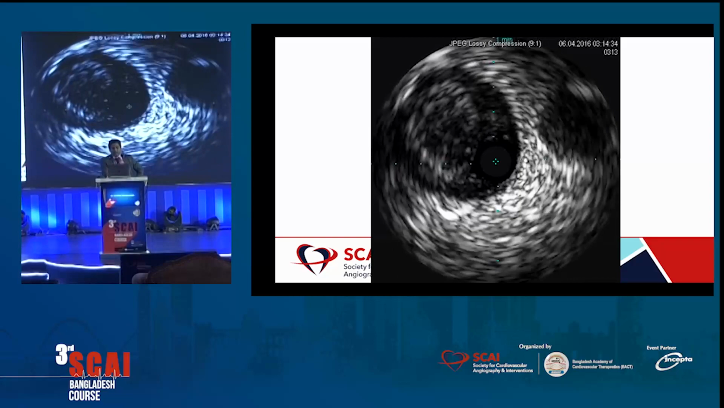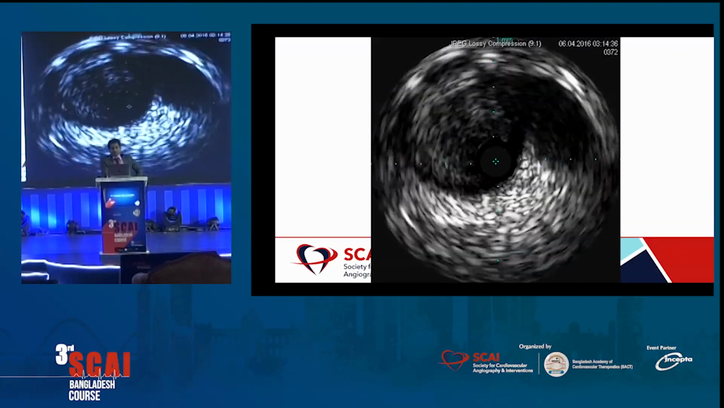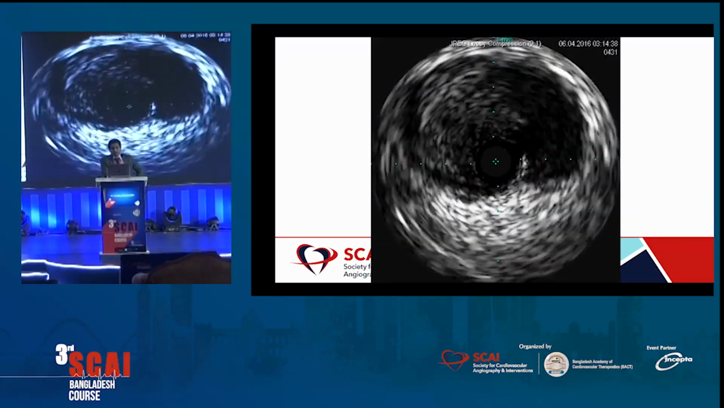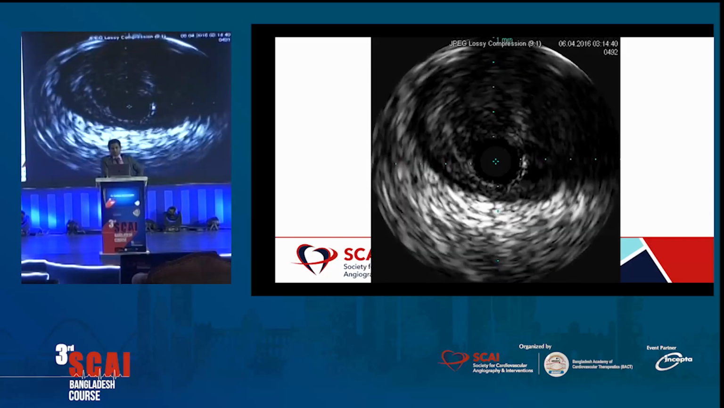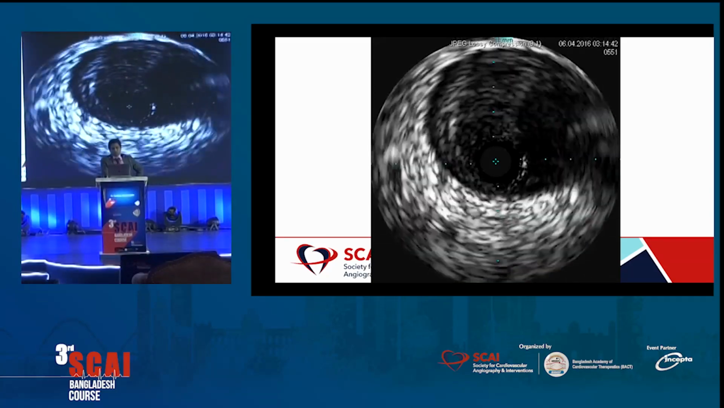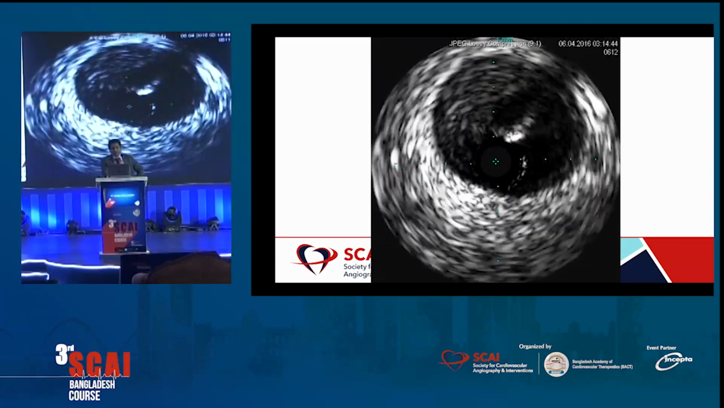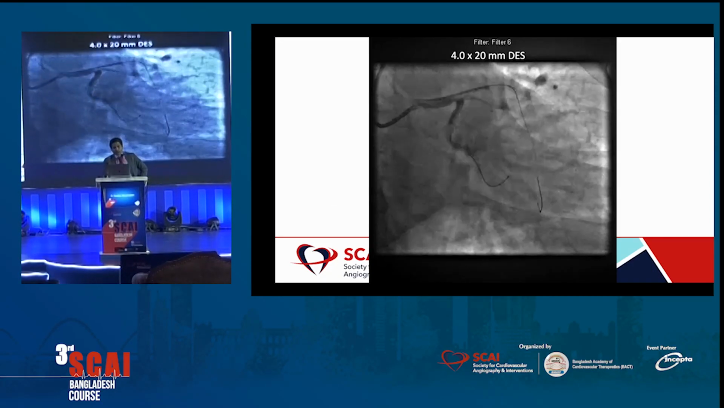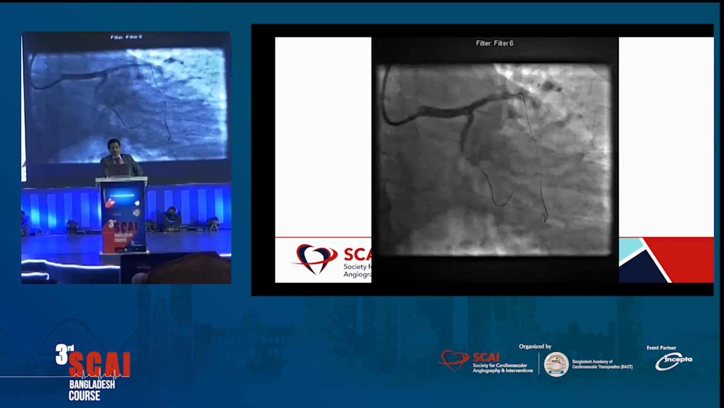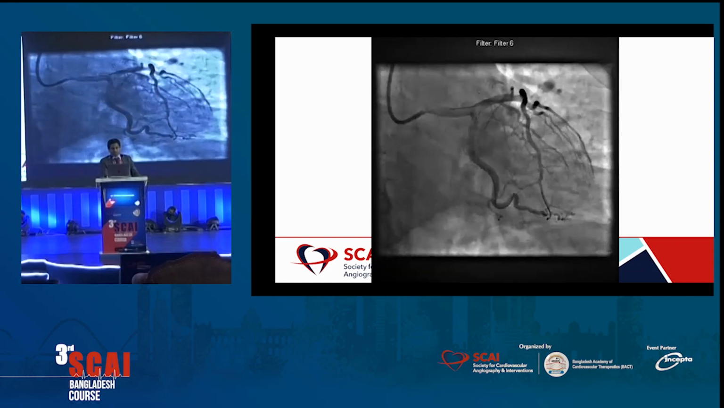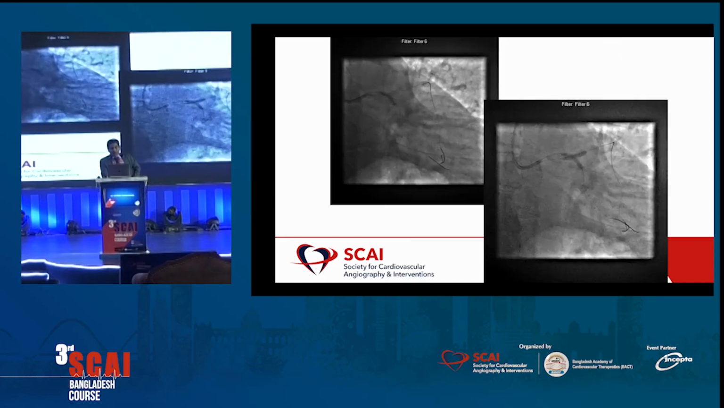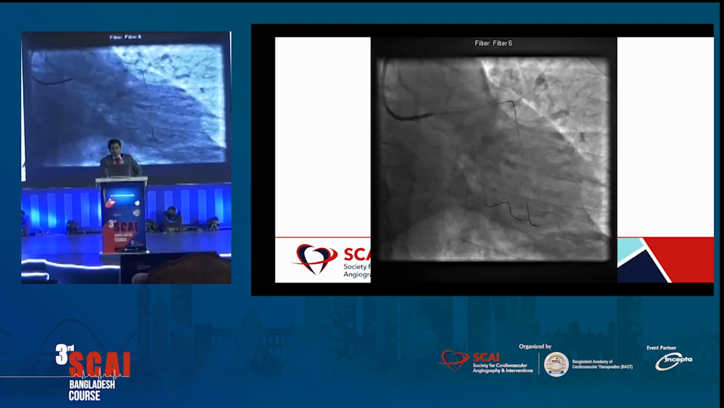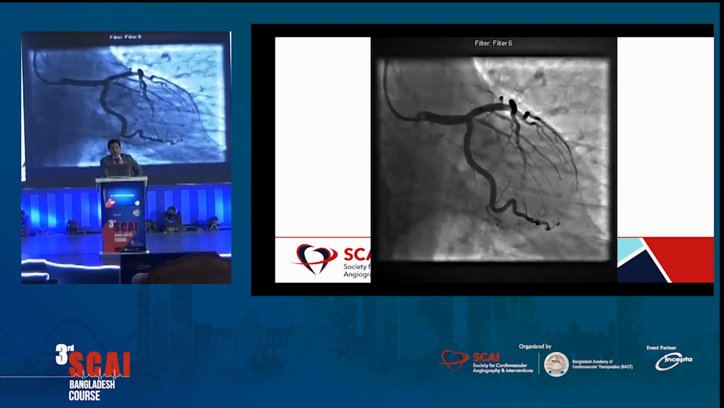So this is the proximal LAD, and you'll see the wire in the circumflex coming in a minute. So there was a plaque in the left main stem. So we had to put a long stent in the left main, and we kept it provisional because there was no disease in the circ ostium. And we finished with the kissing balloon dilatation, and that's the final result.